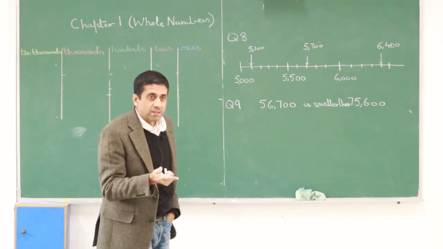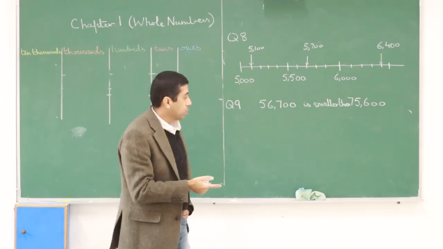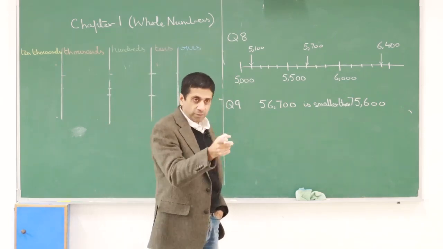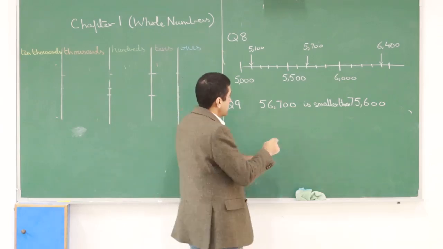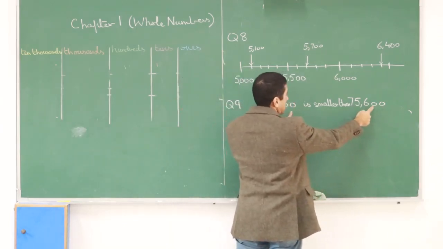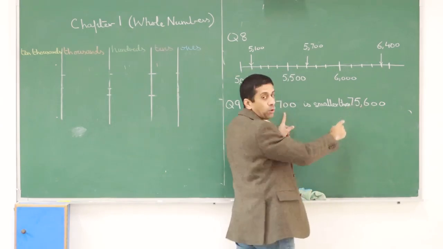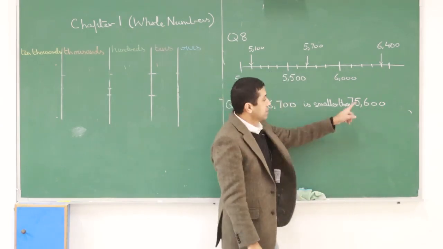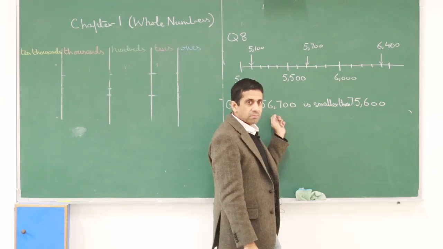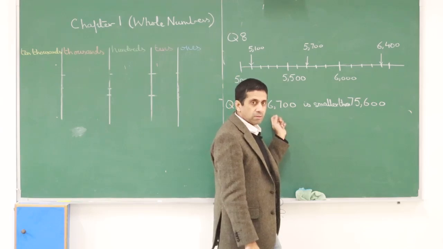So I did something else. I did something crazy. What I did was I started looking from the right instead of the left. You start from the left, I start from the right. So 0 is equal, ignore. 0 is equal, ignore. 6 is smaller than 7. Hence, this is smaller than this. Right or wrong?